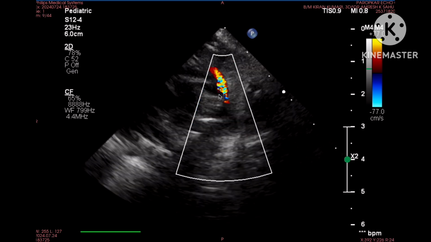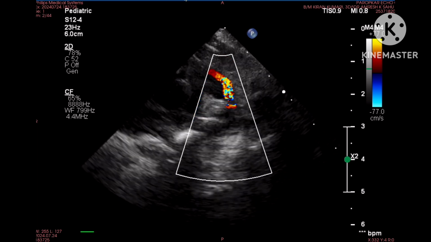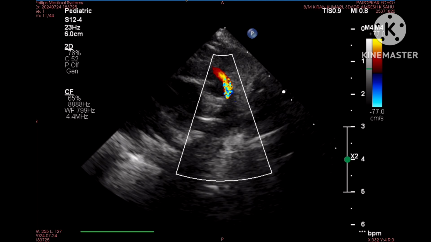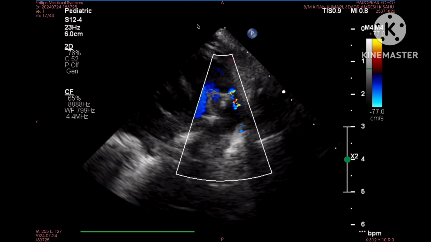Next image, you can see this PDA has bidirectional flow. This is flow from left to right. That means the aorta has more pressure than the pulmonary artery. Now the flow is right to left. You see the flow is right to left, blue in color. So ultimately in this phase of the cardiac cycle, the right has more pressure compared to the left. That means the pulmonary artery has more pressure than the aorta.